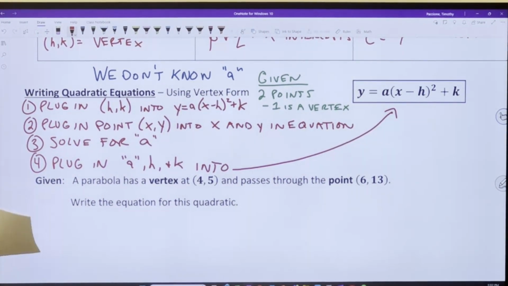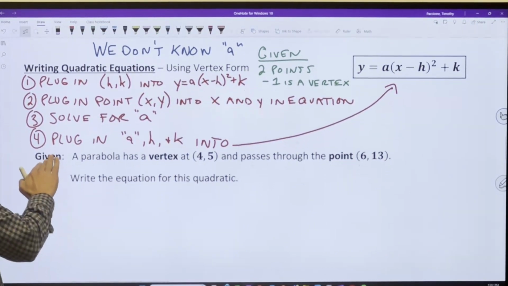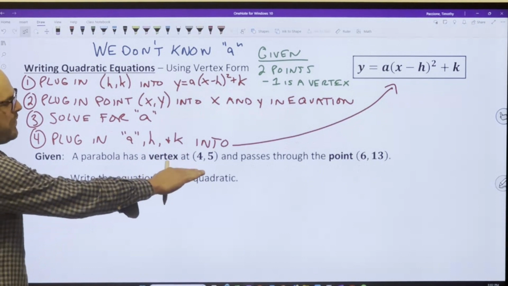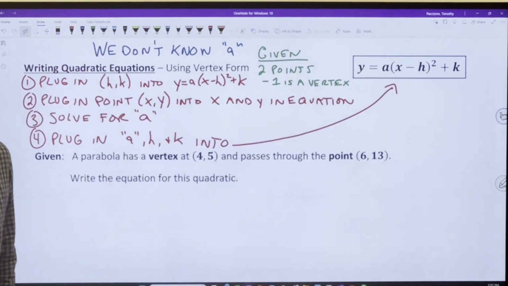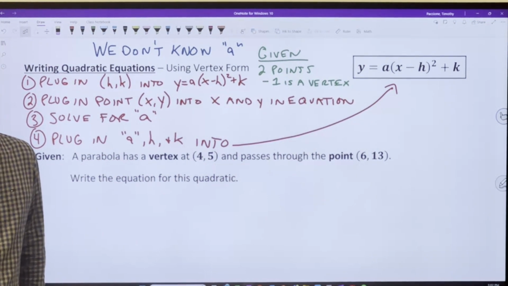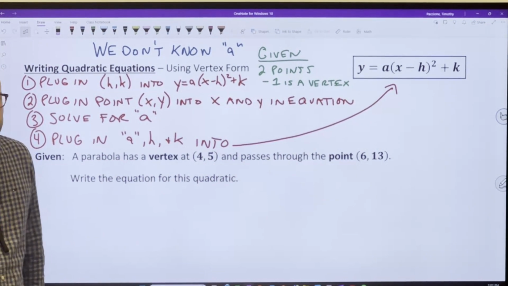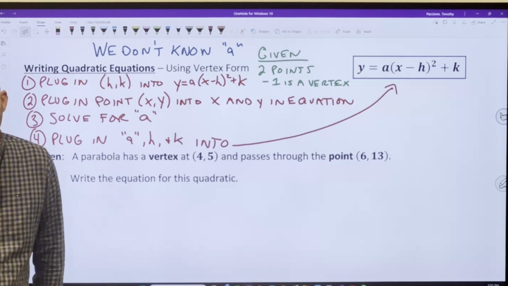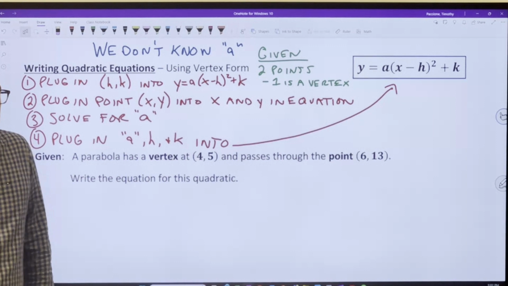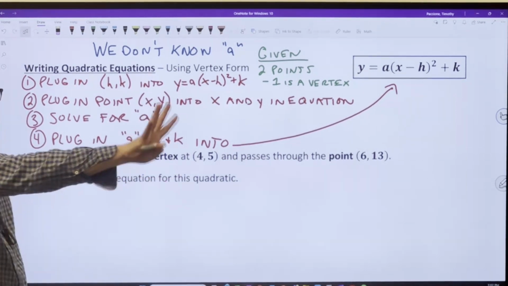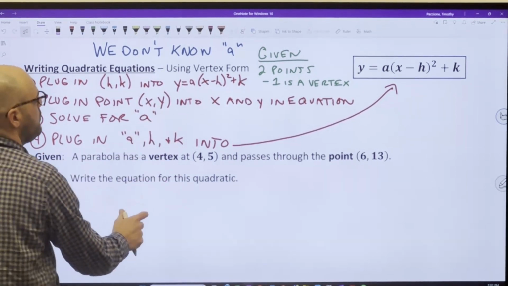So your problem will look something like this. It won't tell you what form to use, but there are clues in the problem. For instance, it says, a parabola has a vertex at 4, 5 and passes through the point 6, 13. Write an equation. That's all it tells you. But it's enough. Now, what is the clue in there on what form we're going to use? It gives you your vertex. Let's use vertex form, right? So if it gives you your vertex, there's 2 points, that's enough. We're going into vertex form, all right?